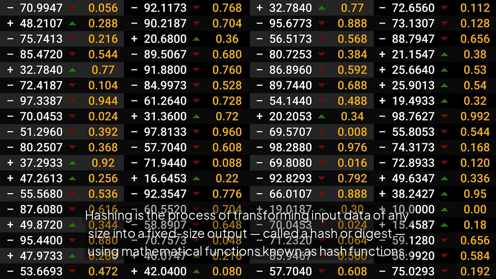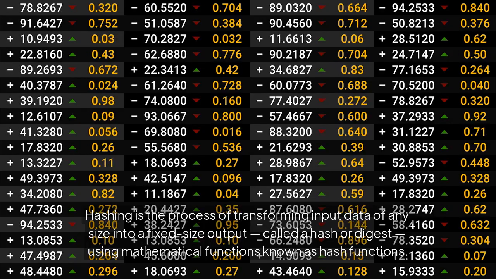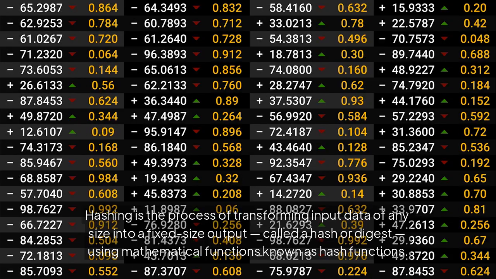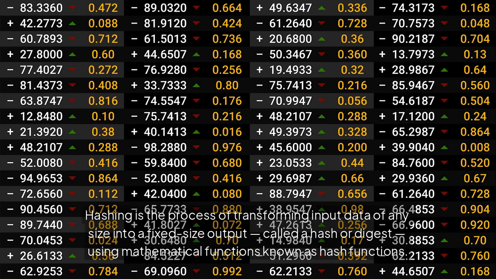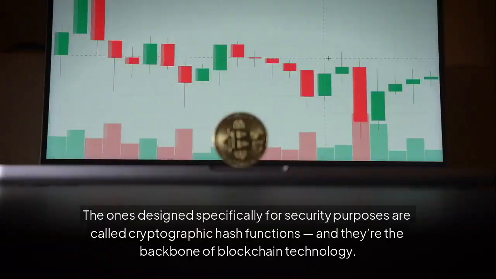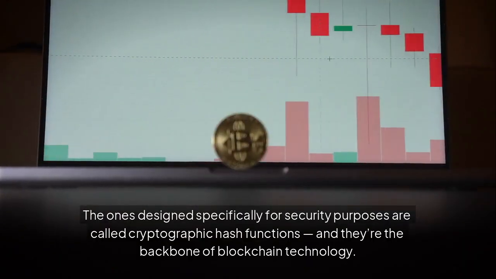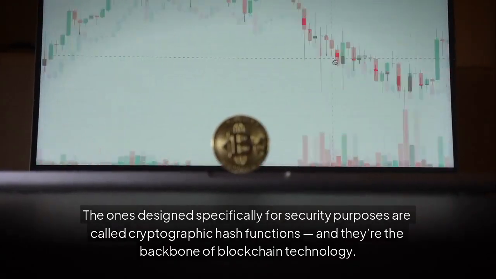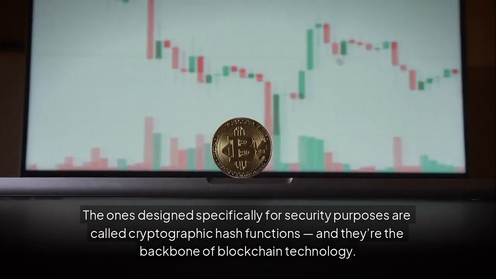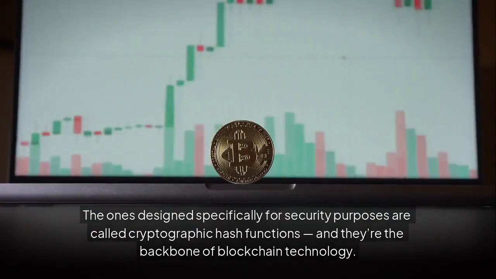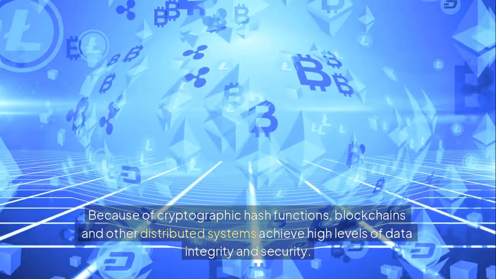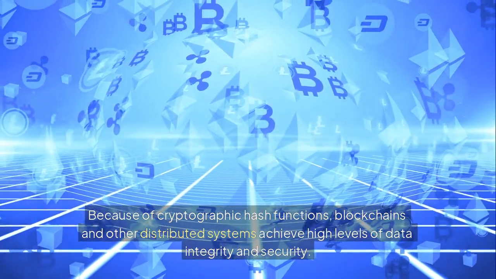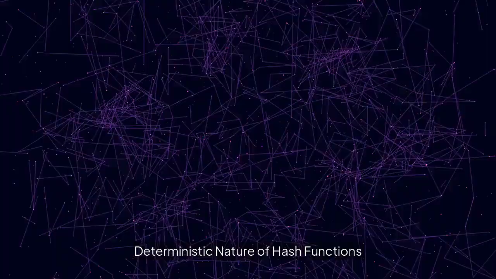Hashing is the process of transforming input data of any size into a fixed size output, called a hash or digest, using mathematical functions known as hash functions. Not all hash functions use cryptography. The ones designed specifically for security purposes are called cryptographic hash functions, and they're the backbone of blockchain technology. Because of cryptographic hash functions, blockchains and other distributed systems achieve high levels of data integrity and security.